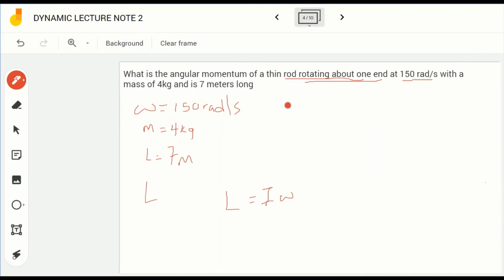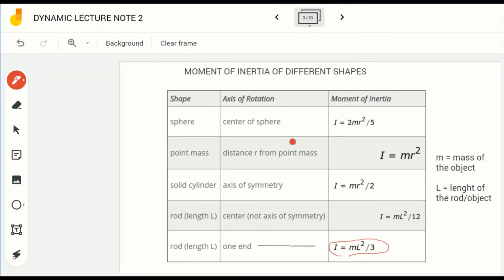So I can say that my inertia is equal to mL squared over 3. With this equation, I can calculate the moment of inertia for that rod, and I will put this in my formula to get my angular momentum. Please remember again, we are asked to find the angular momentum of a thin rod rotating about one end. That means that step 1, I have to find the moment of inertia of the rod rotating about one end, and the formula to use is this formula right here.